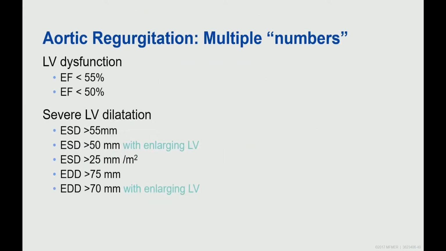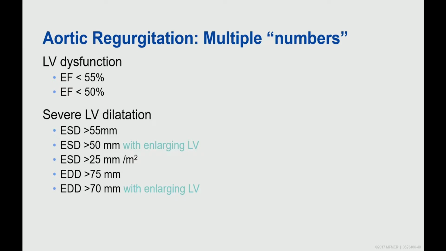Now, there are multiple numbers for LV dysfunction. Again, I said the 60-40 rule with MR. We use a 50-50 rule in aortic regurgitation, so an EF less than 50% or an end systolic diameter of more than 50. The European guidelines use 55 as their cutoff.